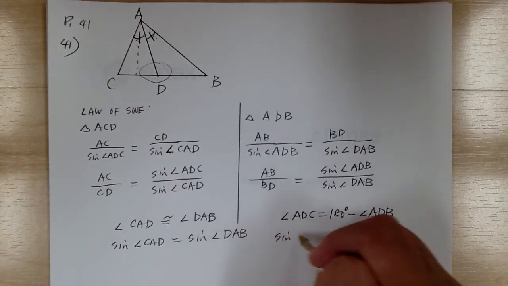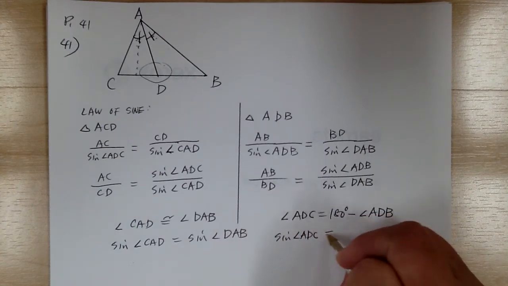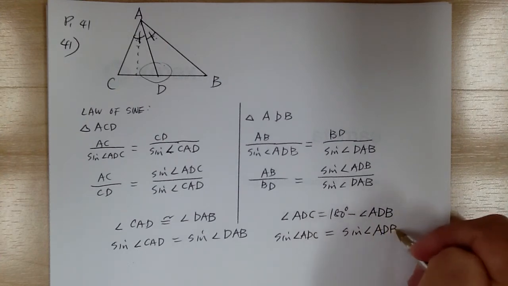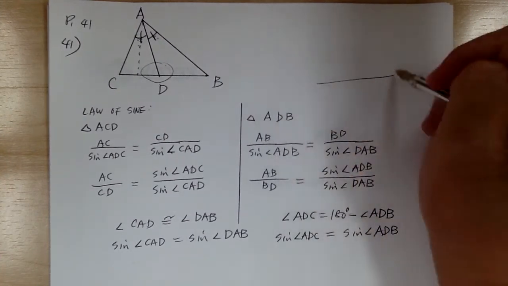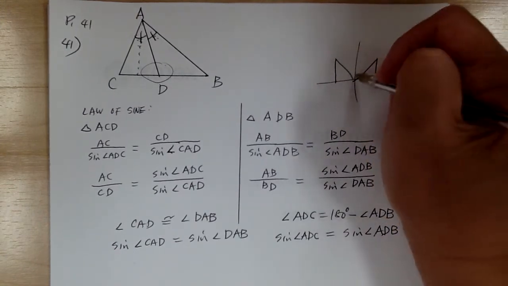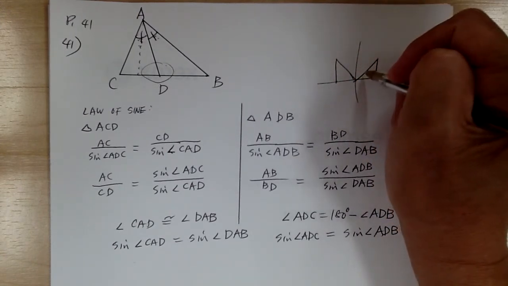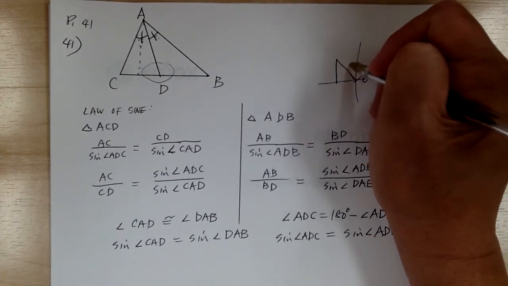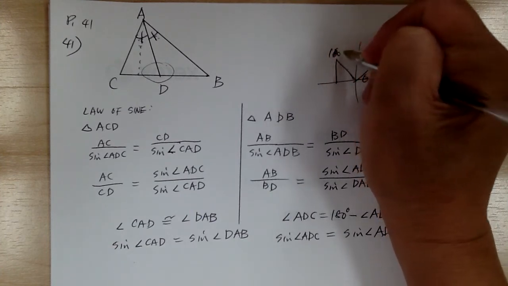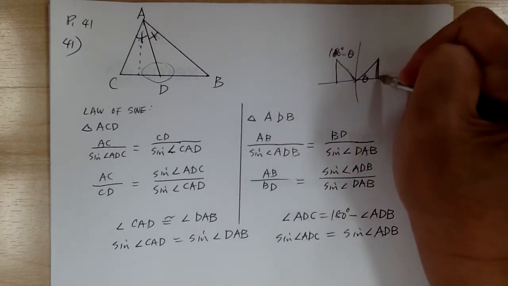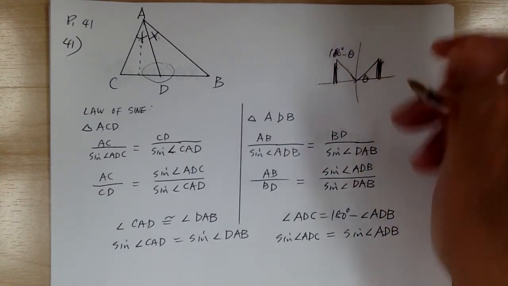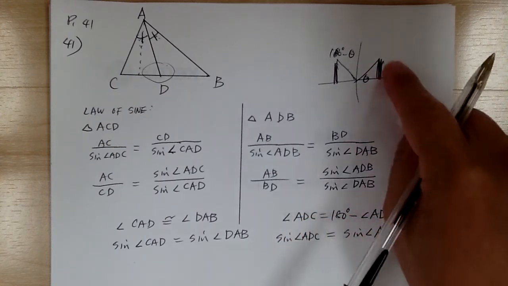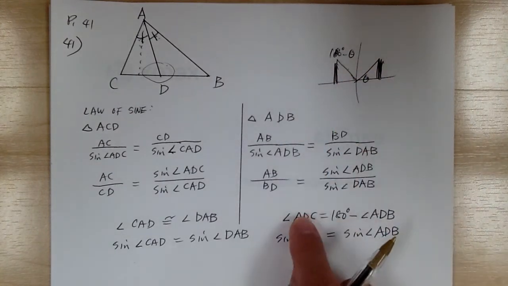And therefore, sine of angle ADC will equal sine of angle ADB. Again, if you look at the trigonometry, the sine, if this is theta, and this would be 180 degrees minus theta, you're going to have the same sine value. So that's the reason for that. So these two angles have the same sine value, because they are supplementary angles.